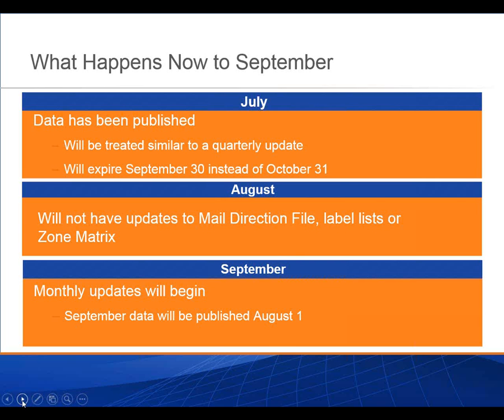Now, the thing to keep in mind, as I've been stating, is that September data will get published by the Postal Service on August 1st. The software vendors will have 5 business days to turn that data around and have it available for you, the mailers, to download. So by August 8th, you will have your first monthly update, which is September data.